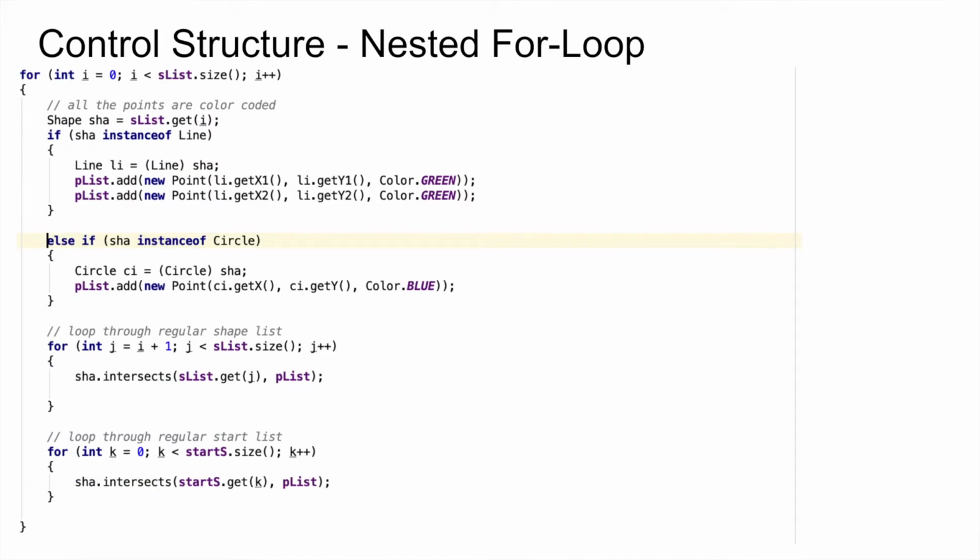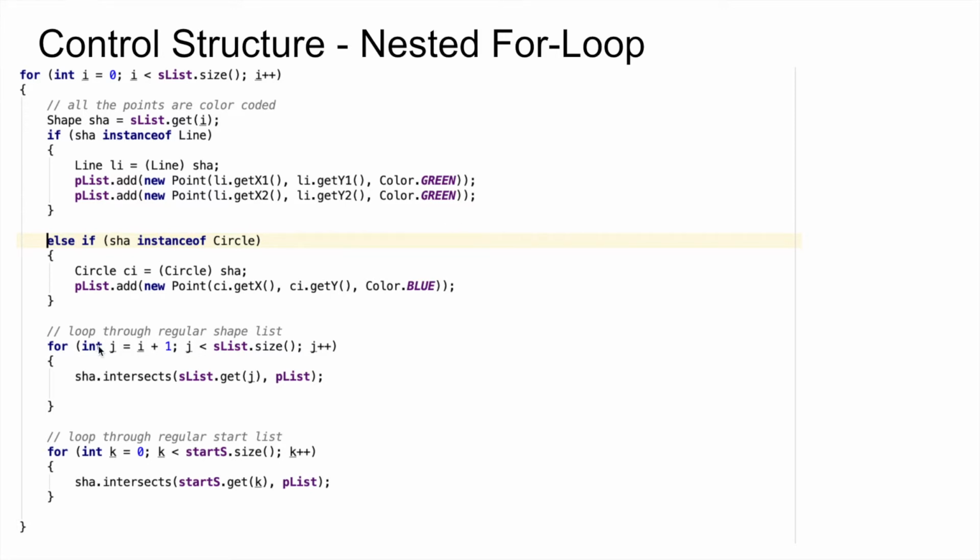Another structure that I used in my game is control structures, like this nested for loop shown here. I try to find all the intersections between shapes in this for loop. The big for loop loops through the entire list, and inside the for loop, we can see an if and else if block. These check line circle specific stuff.